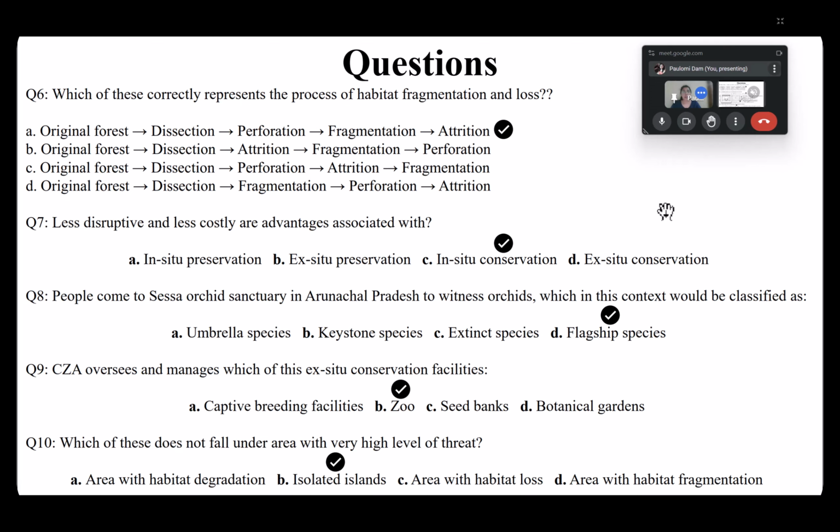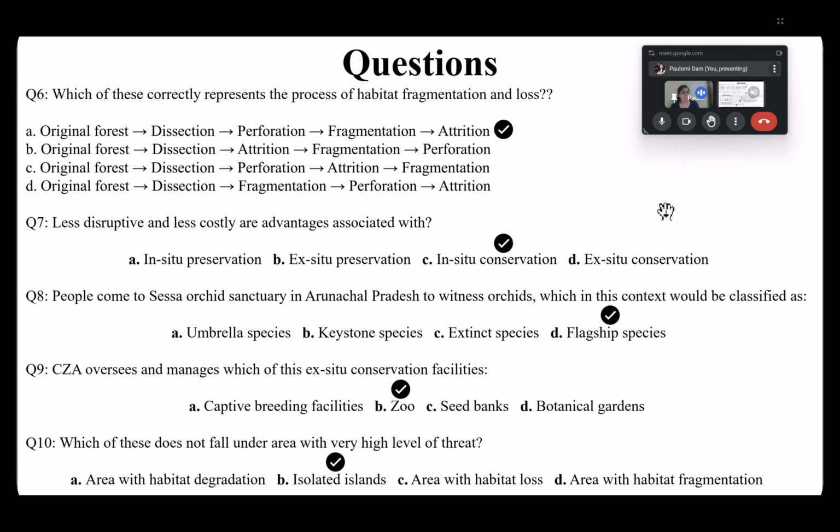Right, so coming to the answers for this section. The first question was, which of these is the correct order of habitat fragmentation and loss? And we have seen that original forest, then dissection, then perforation, then fragmentation and attrition is the correct sequence. Next, less disruptive and less costly are advantages associated with in situ conservation, right?